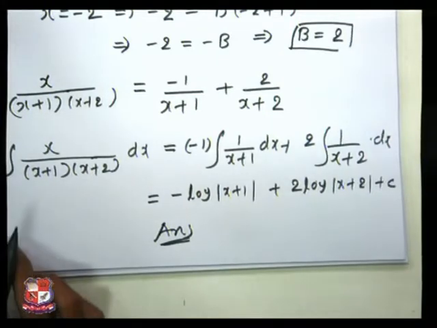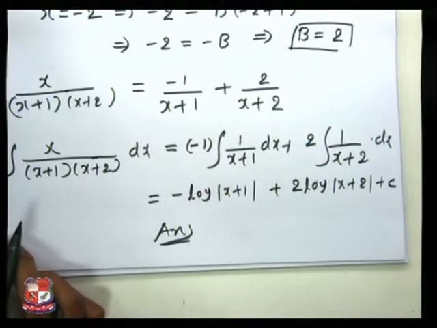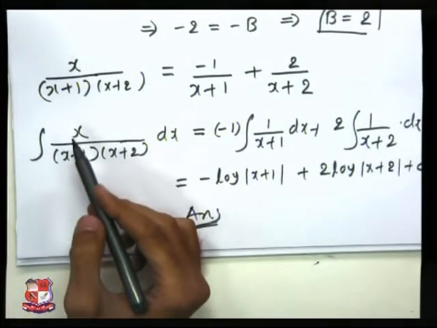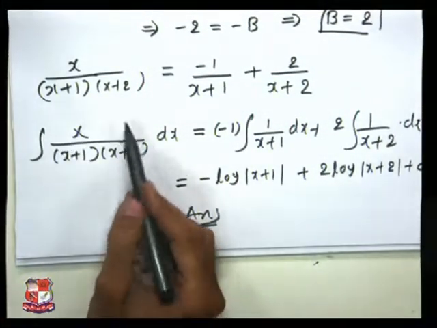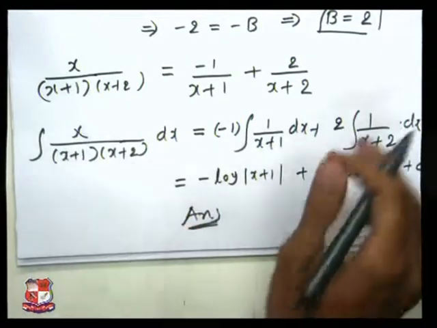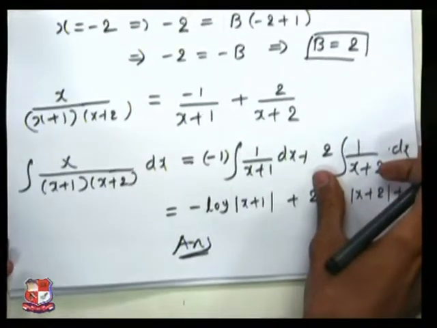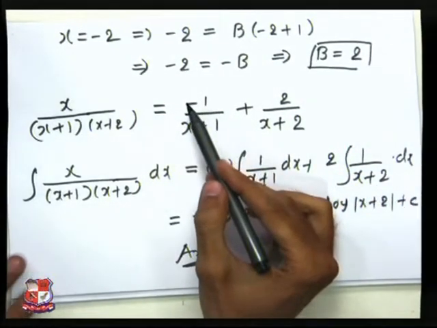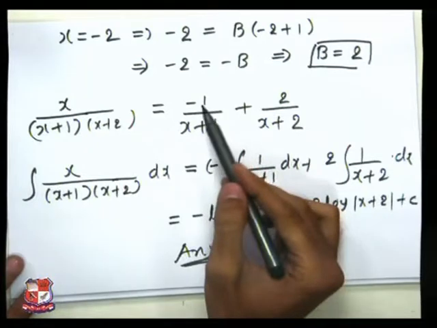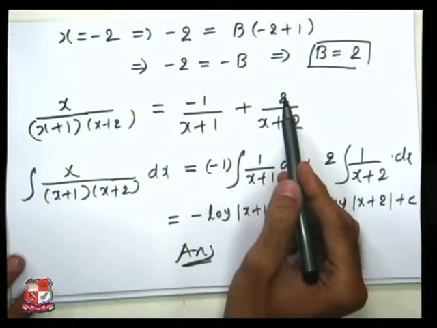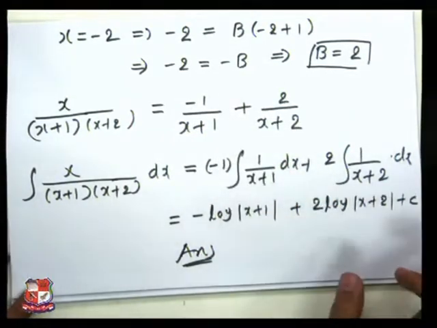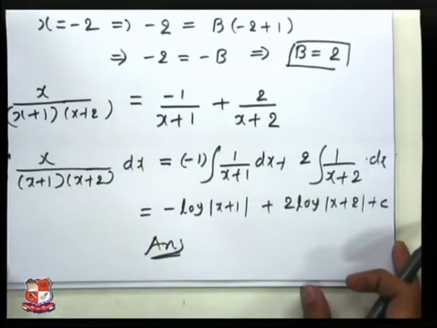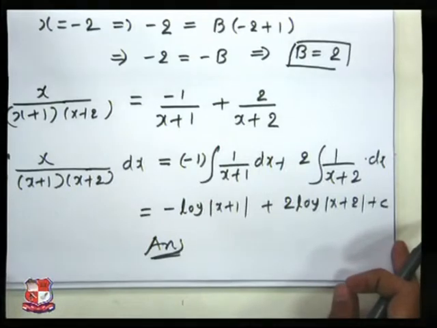Okay, so in this way we can integrate this kind of functions, and we can use the method of partial fractions to do the integration easier. In this way we have found the values of a and b, which is a is equal to minus 1 and b is equal to 2, and then after that we can easily integrate that function by the formula that integration of 1 upon x is equal to log x.